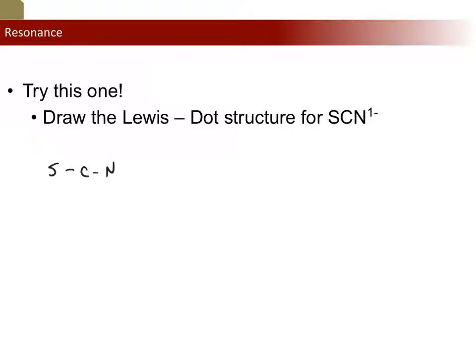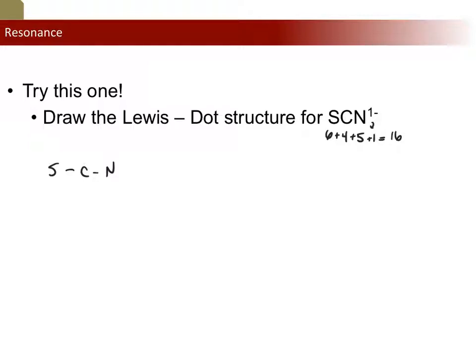Now before we go any further, it's probably best if we add up our electron bank. Sulfur has 6 valence electrons, carbon has 4 valence electrons, and nitrogen has 5 valence electrons, and then we need to account for the extra electron because it's a polyatomic ion. So you're looking at 16 total electrons in the bank.